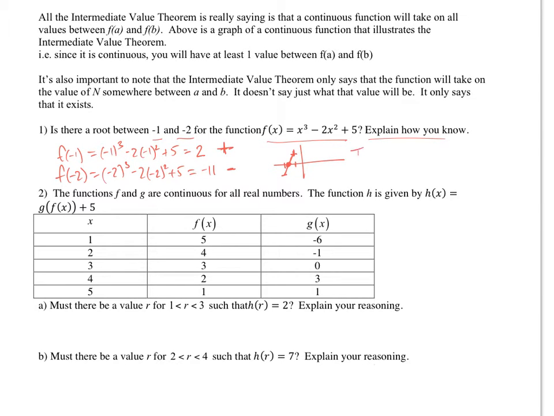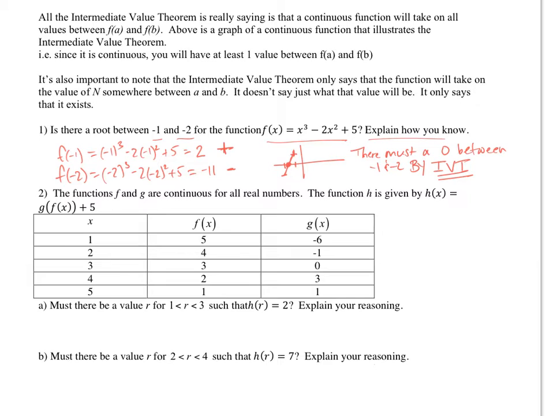So there must be a 0 between negative 1 and negative 2 by the intermediate value theorem. And that's what tells us that we must have a 0 between a positive and a negative number.